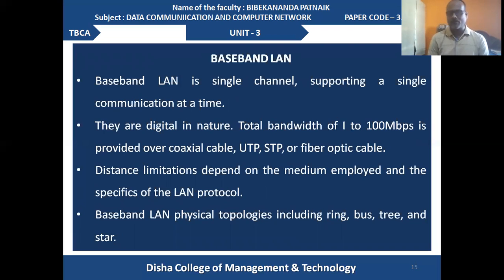The second is called the baseband LAN. A baseband LAN is normally a single channel medium that supports a single communication at a time. They are digital in nature, basically digital communication between two ends, and a total bandwidth of 1 to 100 megabits per second is provided over coaxial cable, UTP, STP, or fiber optic cables. These are the different cables we discussed in the previous videos.